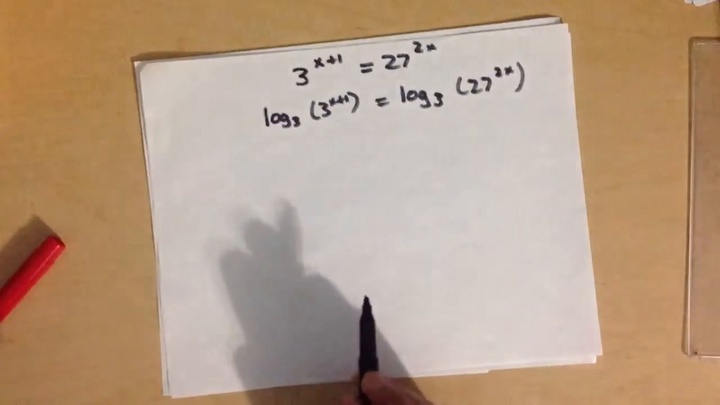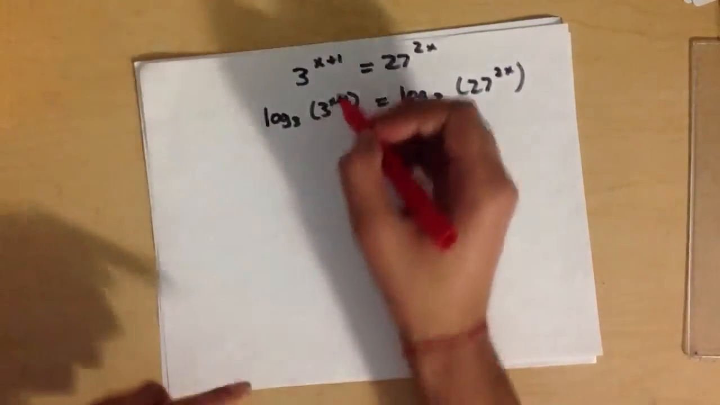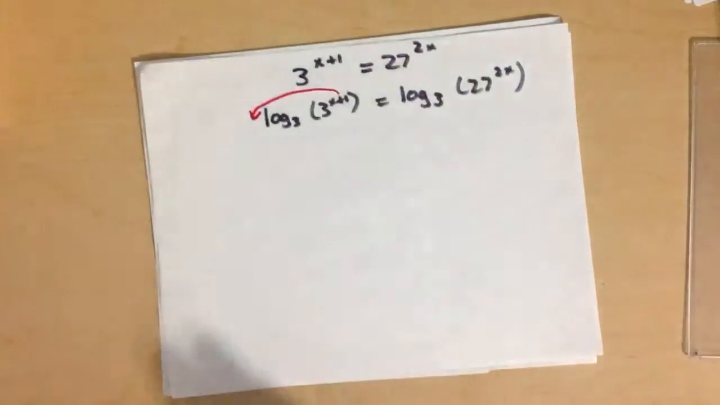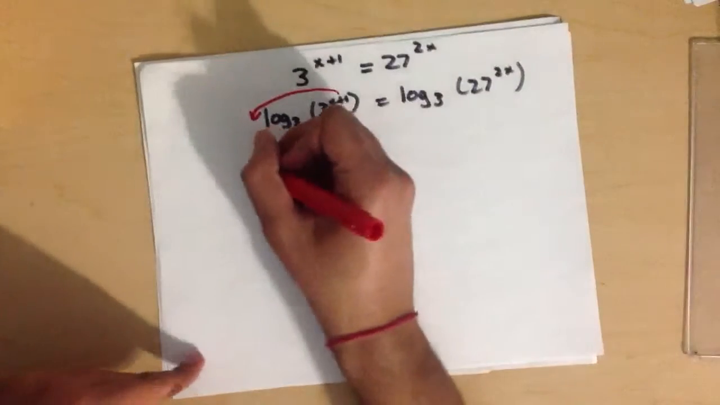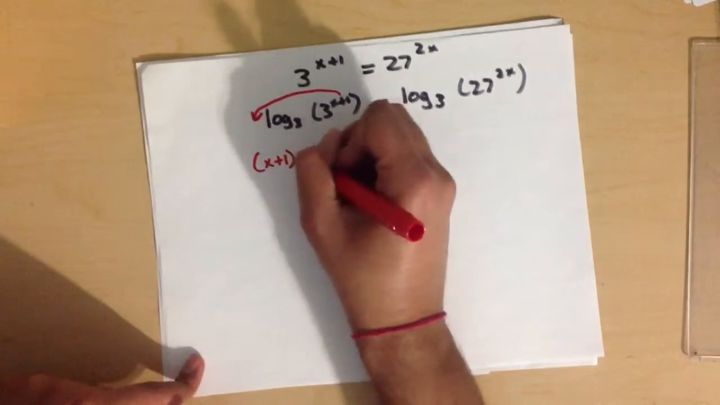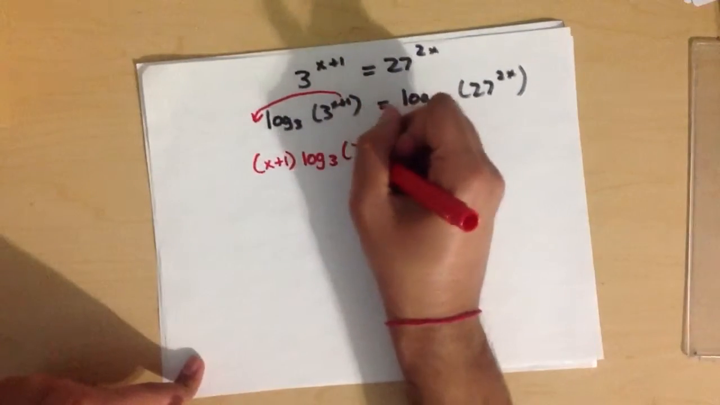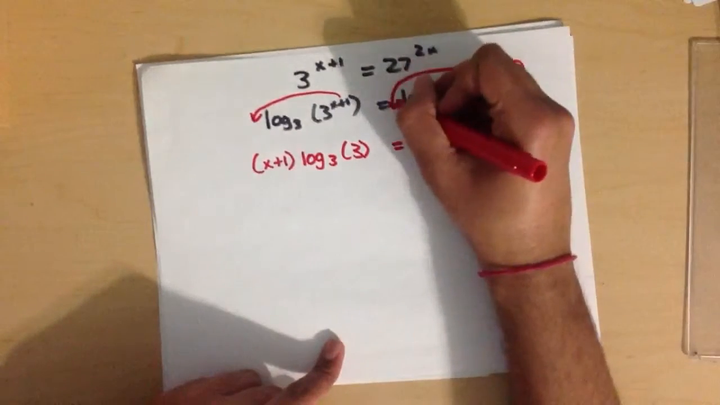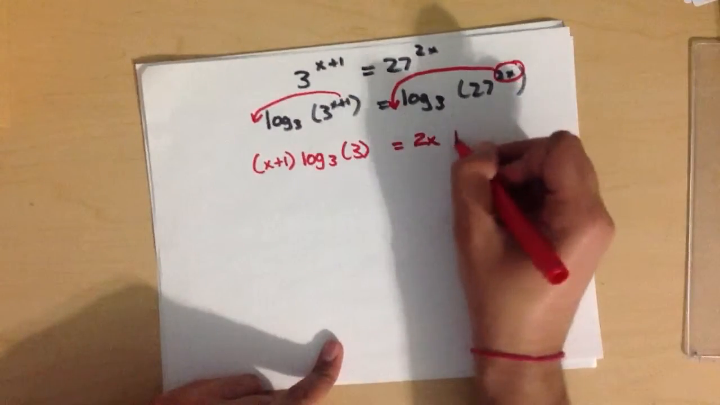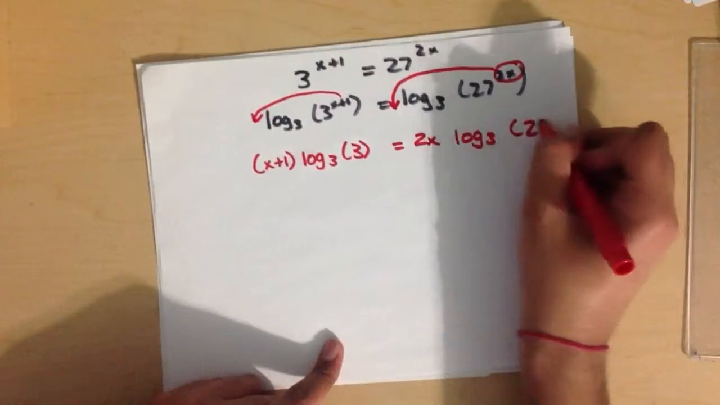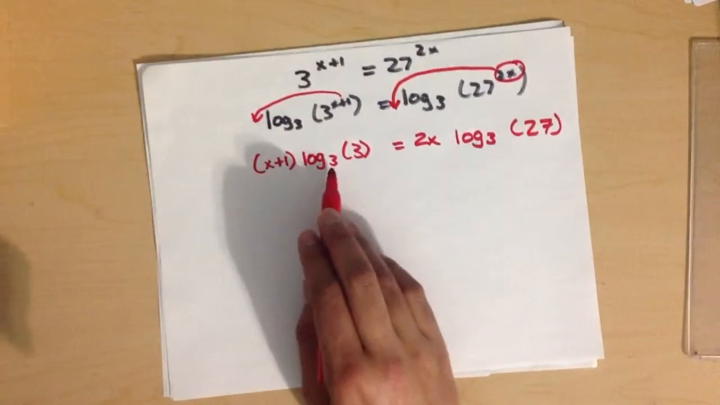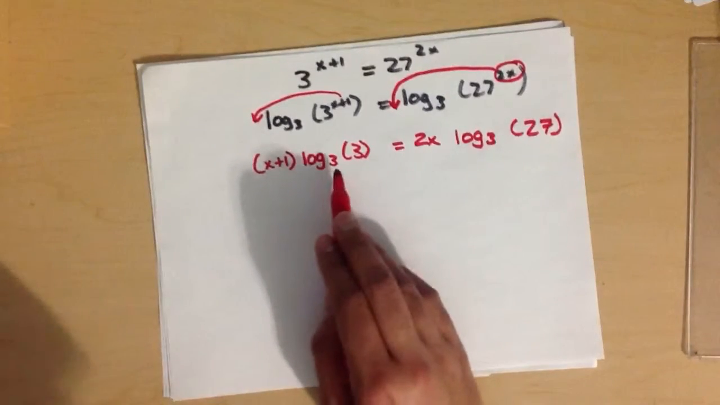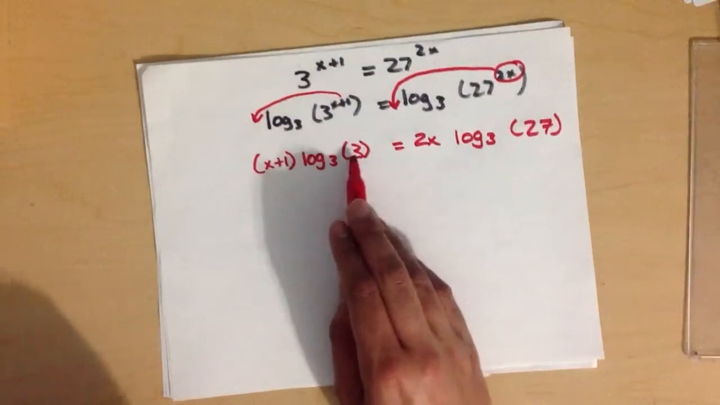Now one of our log laws was that we could take this top expression and put it on the front. So that's what we're going to do now. We're going to take x plus 1 and put it like that. So x plus 1 log base 3 of, now it's only 3 left, right? And the same thing here, we're going to take this 2x and put it to the front. So that's going to be equal to 2x log base 3 of 27. Now the reason why we chose log base 3 instead of any other log was so that we could take this 3. Basically what this is saying is, 3 to what power is going to get you 3?